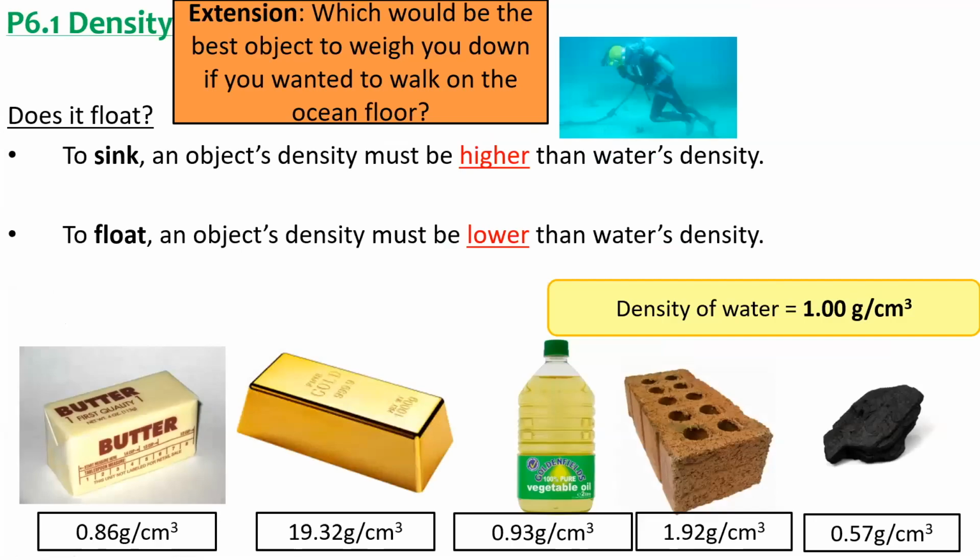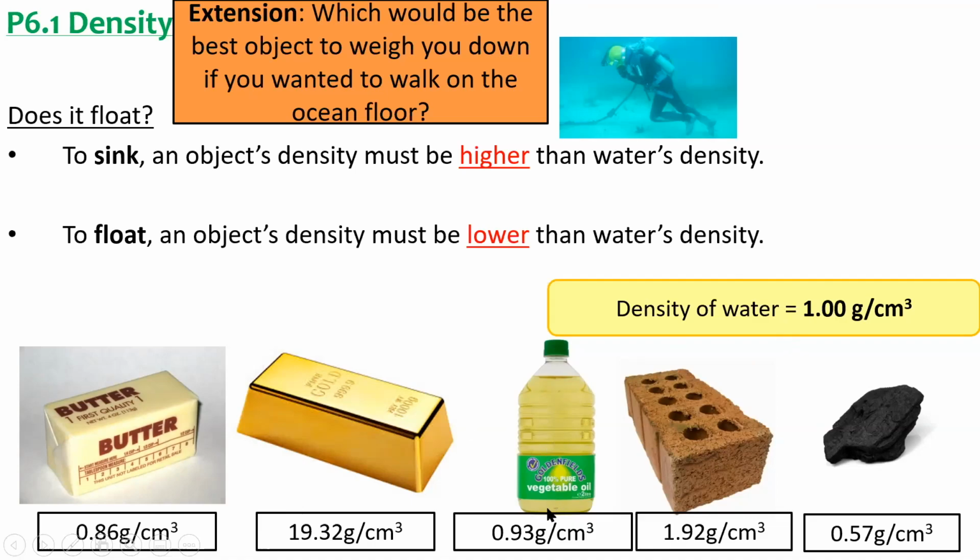We talked about it in relation to water. So, does it float? To sink, an object's density must be higher than water's density. Water's density is 1 gram per cubic centimetre, which is nice and easy to remember. To float, an object's density must be lower than water's density. So look at butter, 0.86 grams per cubic centimetre. That's less than 1, so butter would float on water. Gold, 19.32. That's more, it would sink.